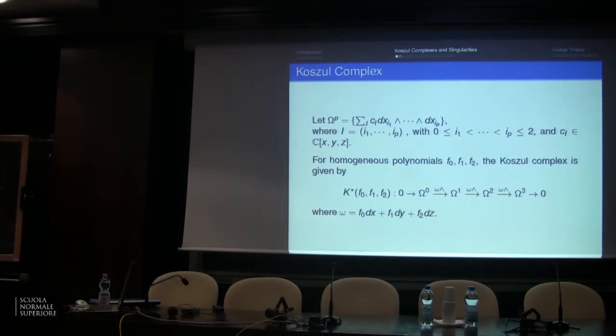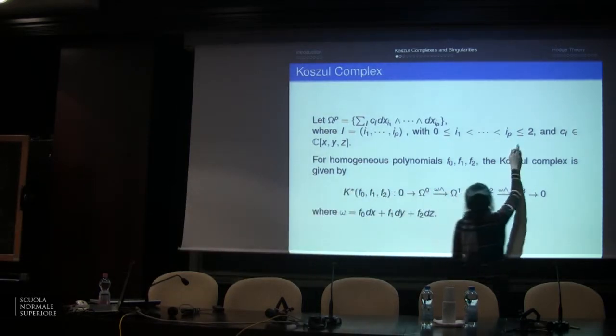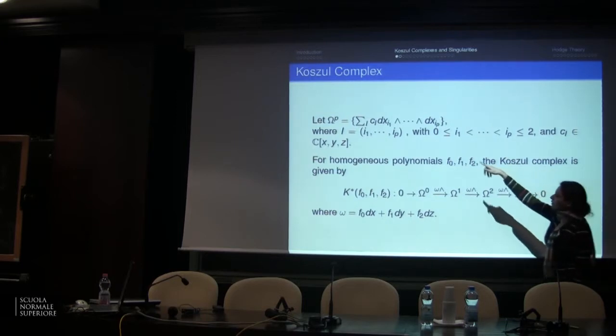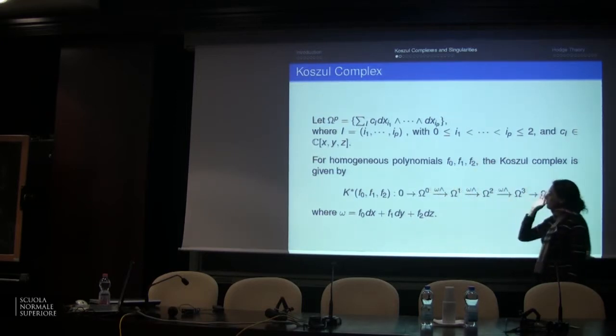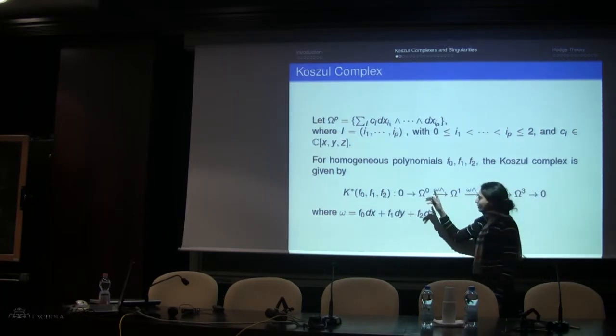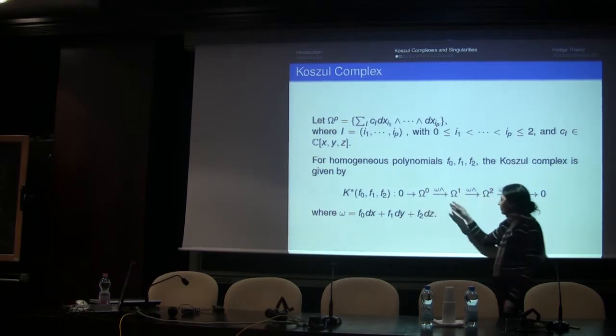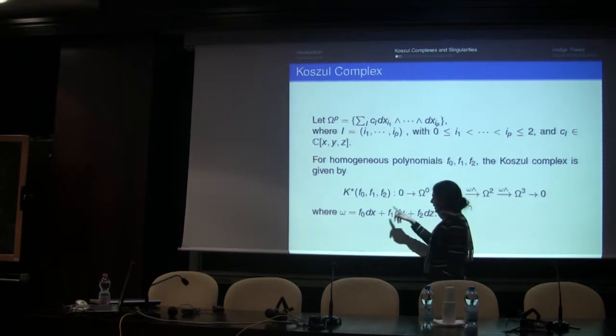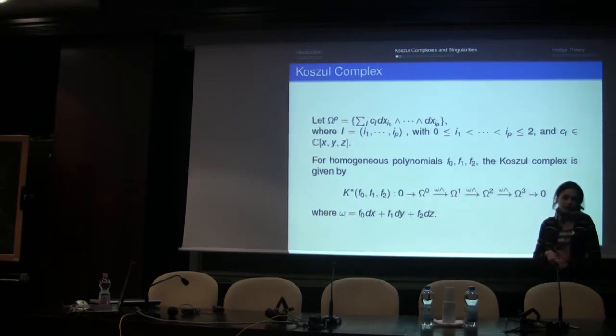We can define the Koszul complex for n plus 1 variables, but I will only restrict it to three variables. And the c_i are homogeneous polynomials. We consider homogeneous polynomials F0, F1, F2, and this is the Koszul complex. It's this complex that goes from the 0-forms to the 1-forms, etc., where the differentials are F0 dx plus F1 dy plus F2 dz.